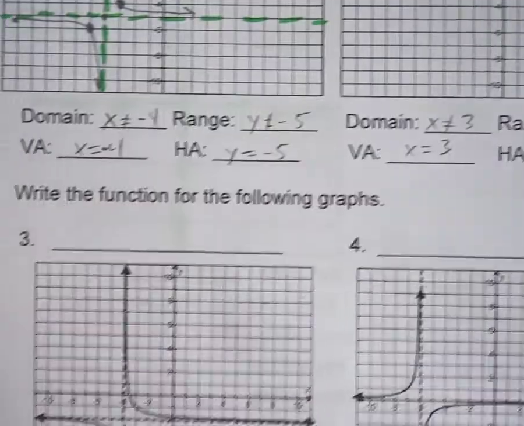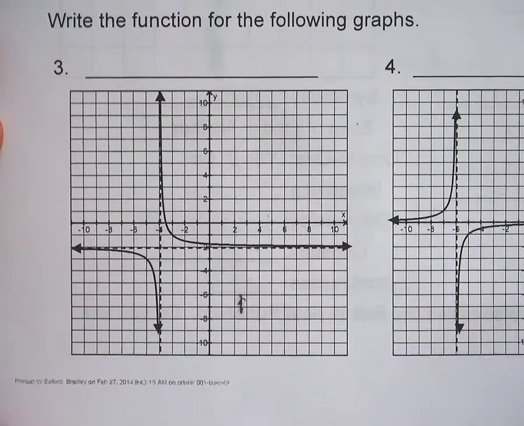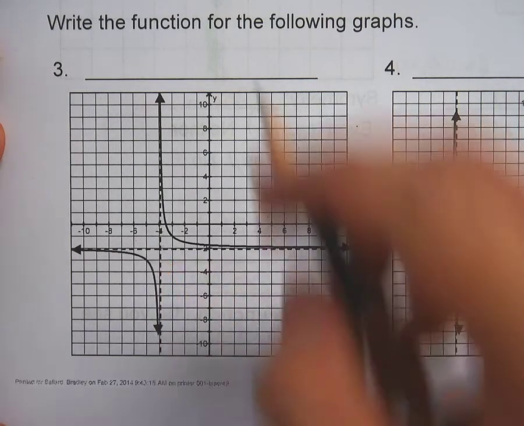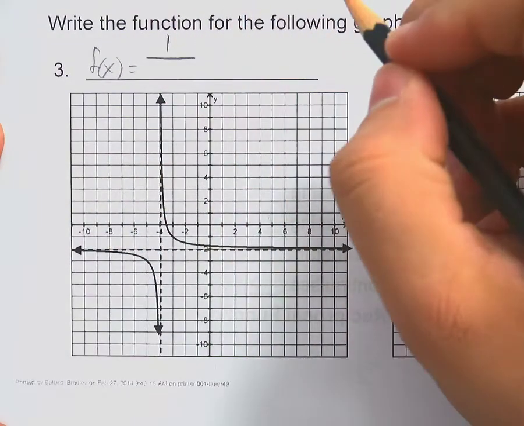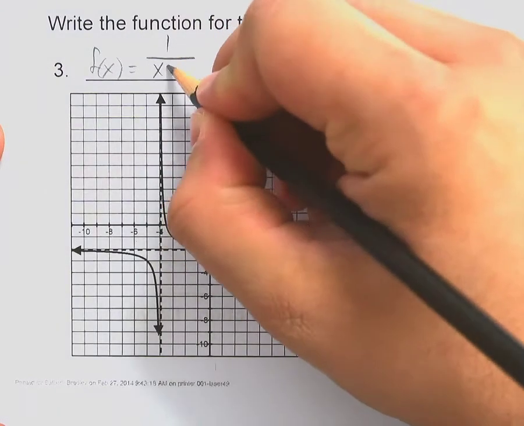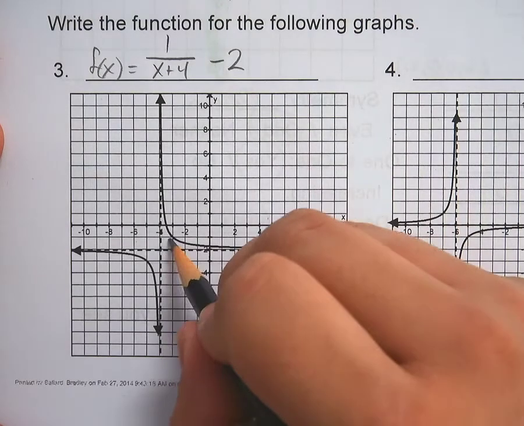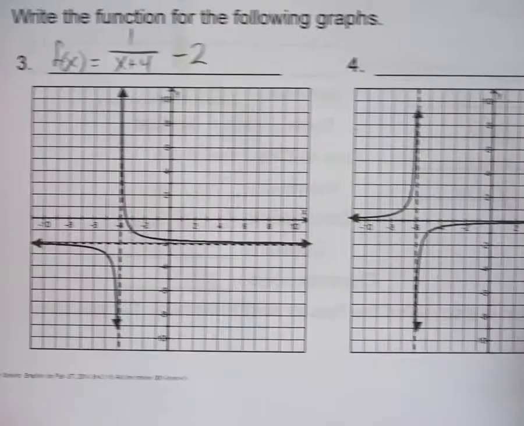Alright, so let's come up with a function for a couple of these here. Number 3. Again, I start with 1 over x, and now I'm transforming that. So I'm going left 4 and down 2, and I'm starting in the positive quadrant, so I'll leave that as a positive. That's all there is to it.